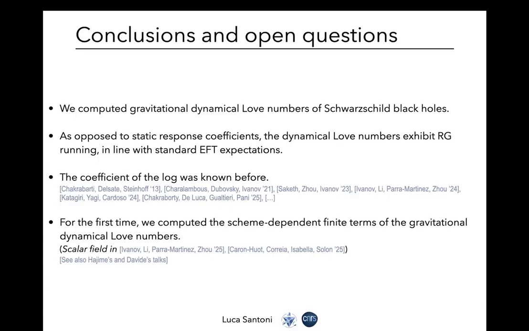So let me just conclude by saying that the summary is very simple. What we did was to compute the gravitational dynamical Love numbers of Schwarzschild black holes, and as opposed to static response coefficients, the dynamical numbers have some RG running, in line with the standard EFT expectations. But of course, the coefficient of the log was known before. What we did was to compute the finite scheme-dependent terms for gravitational interactions.